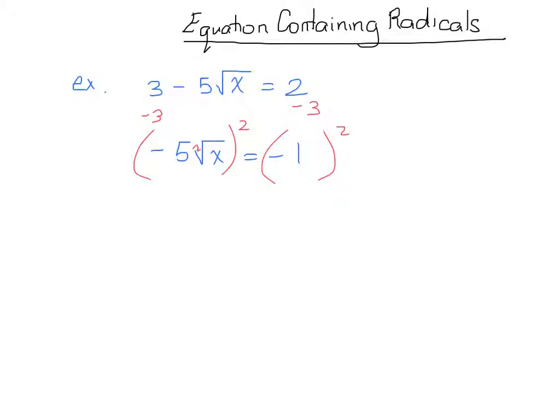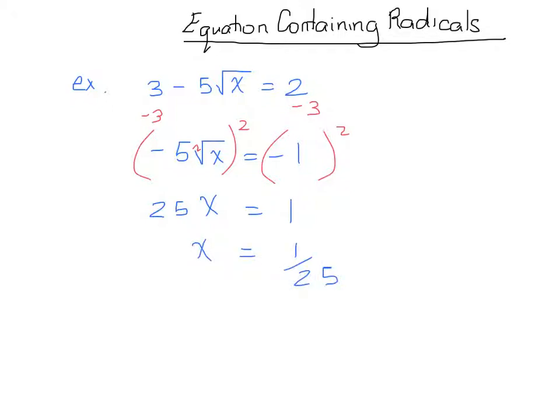So we get on the left side 25, and it's positive 25 because when you square a negative number, it does become positive. So 25x is equal to positive 1. Again, when we square a number, it becomes positive. Therefore, x is equal to 1 over 25.